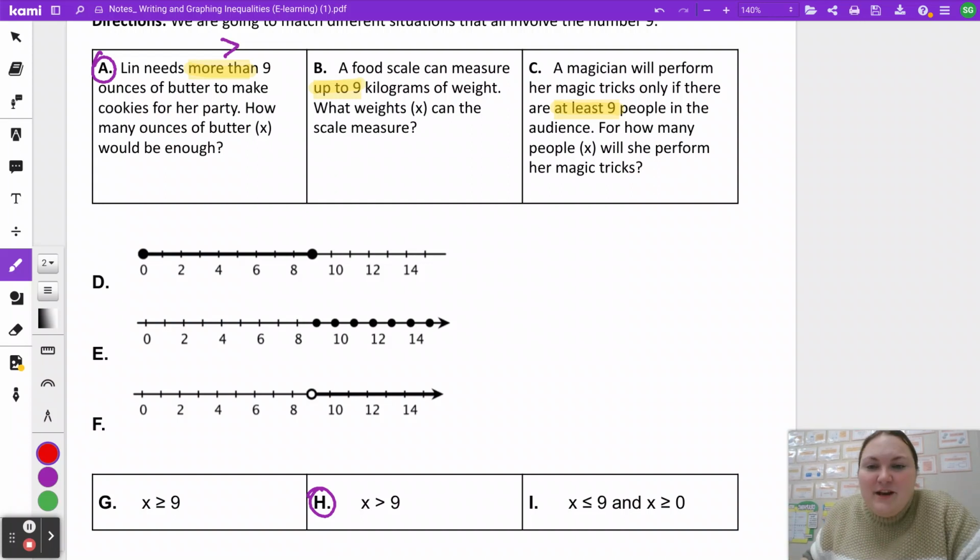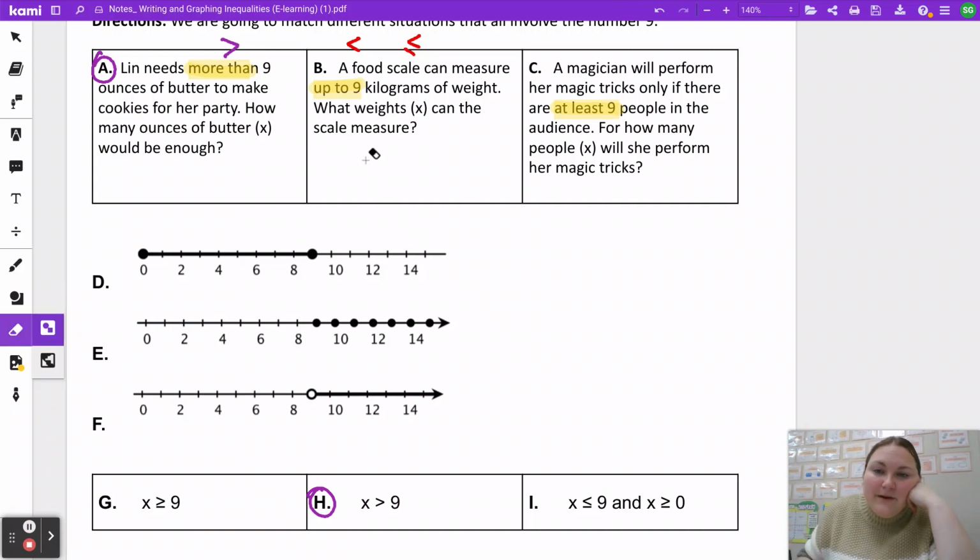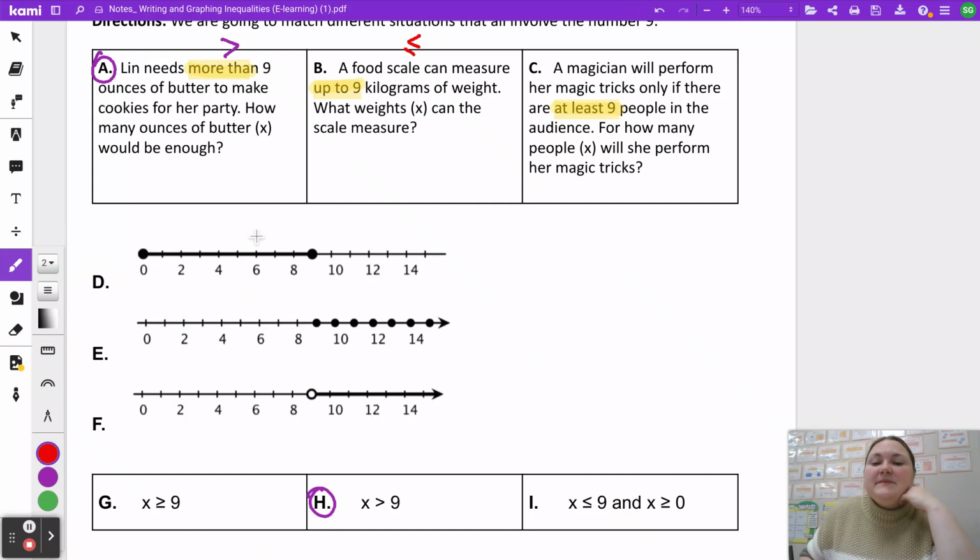I think this one can be tricky because you see the word up, maybe you think greater than, but we actually want less than. Up to 9 means we're talking about those numbers less than 9. Again, we've got two types of less than signs though. Are we talking about less than 9 or less than or equal to 9? The way we decide, again, is going to the story. If you say up to 9 kilograms, that's all those numbers less than 9, and it also is including 9. So we want the less than or equal to sign. It can measure anything less than 9 kilograms, and it can also measure food that equals 9 kilograms.